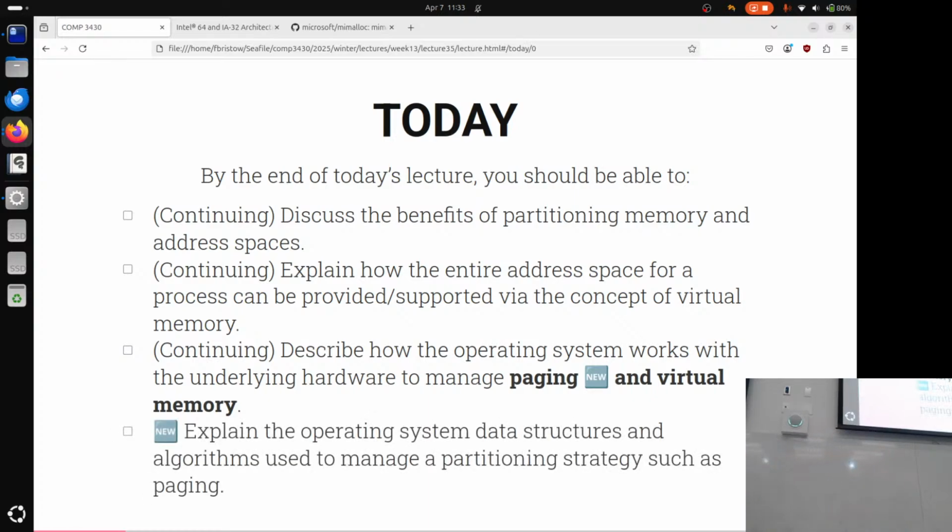And then the new thing today is to explain the operating system data structures and algorithms used to manage a partitioning strategy such as paging. We're going to take a look at paging. We're going to quickly find out that paging itself is not a feasible solution to the problem that we have. So how do we address the problems that come with paging, even though it does seem to solve the problems that we were able to identify with base and bounds and segmentation?